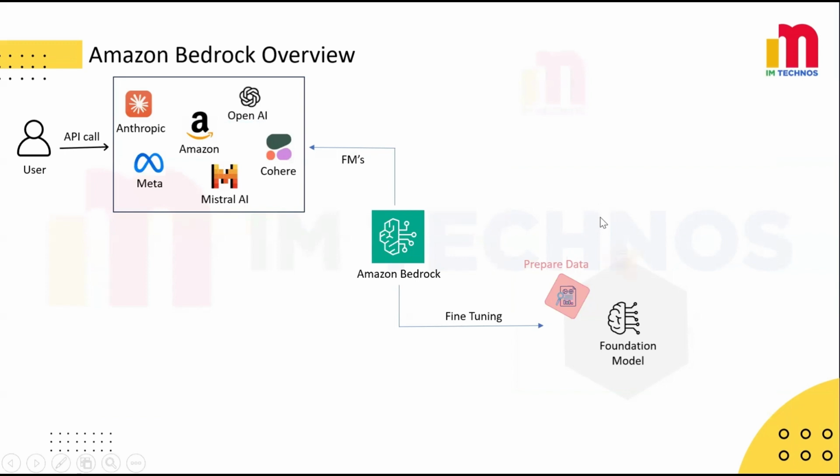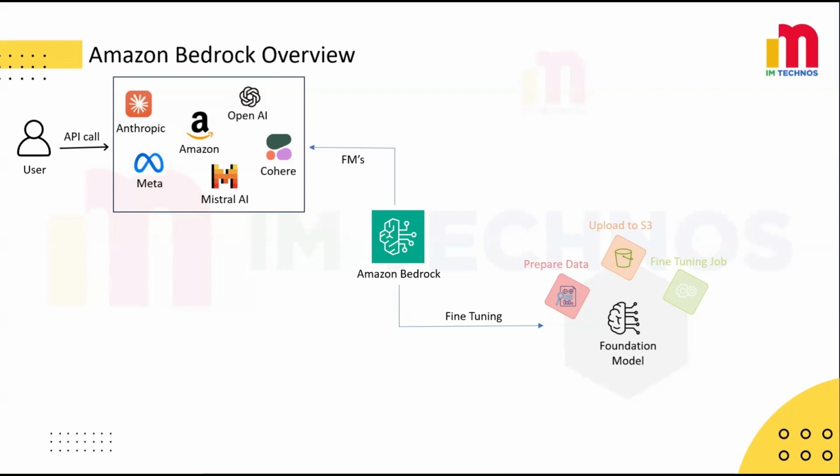Step 3, upload your dataset to S3. You save the dataset in JSON format and then upload it to an S3 bucket. That's where Bedrock will pick it up from. Step 4, create a fine-tuning job. In the Bedrock console or through the API, you select your foundation model, point to the S3 dataset, and configure the job. Bedrock handles the heavy lifting like training and optimization for you.